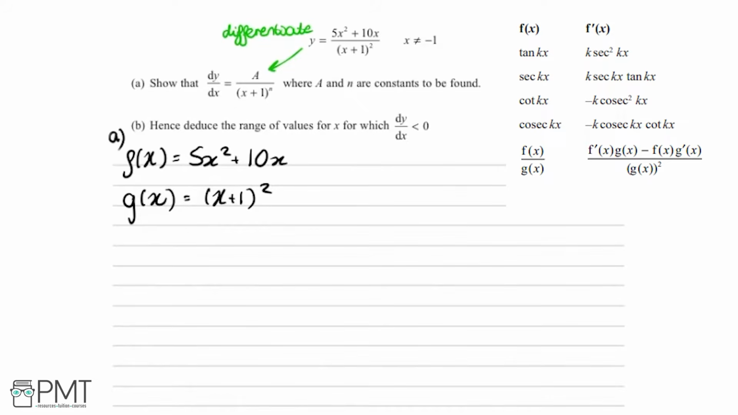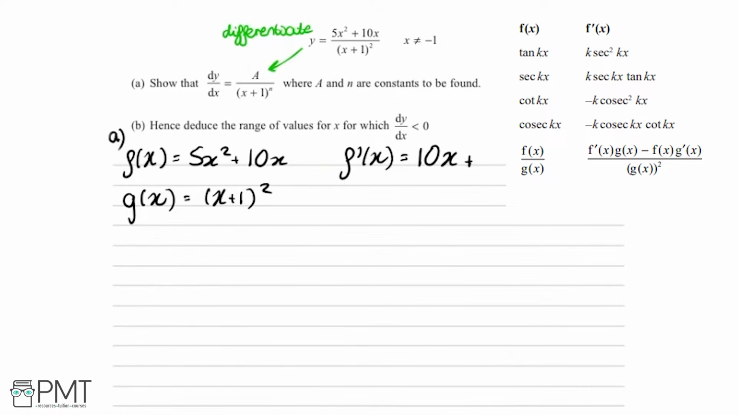So if we work those out now, f dash of x, and all this notation means is differentiating. So f dash of x is the derivative of f of x. To differentiate this, we've got 5x squared. We bring down the power and times it by the 5, so we get 10x, and then we take 1 away from the power. So 2 take away 1 is 1, so it's just x.